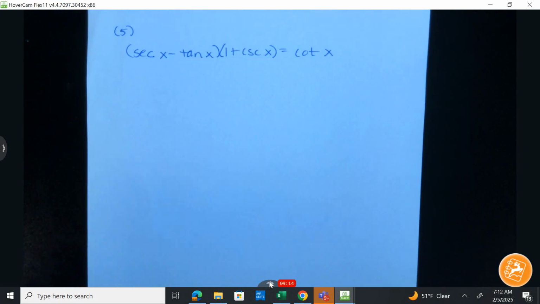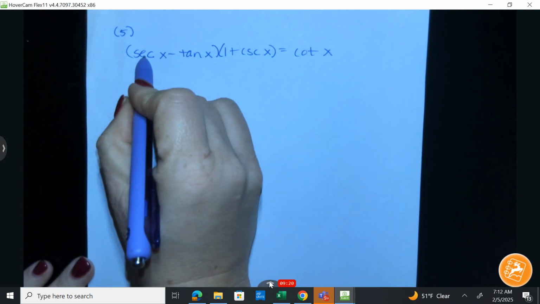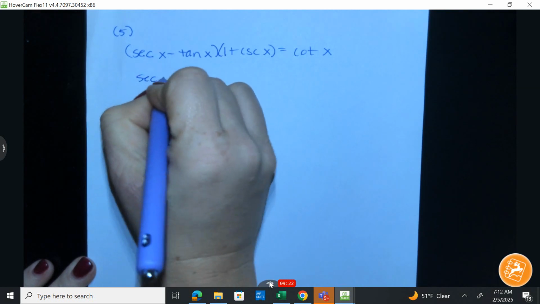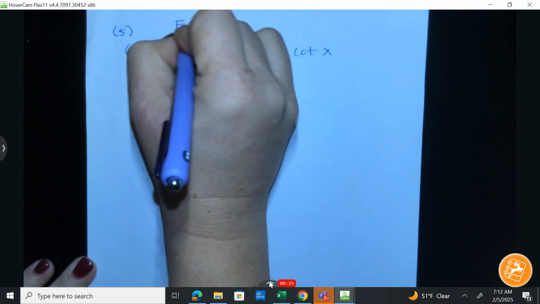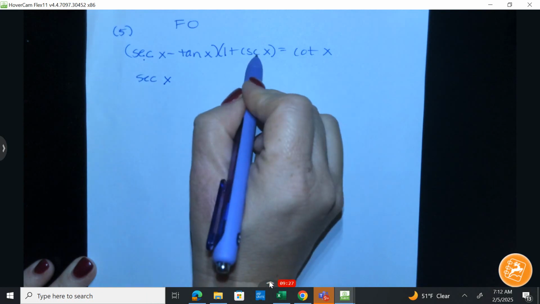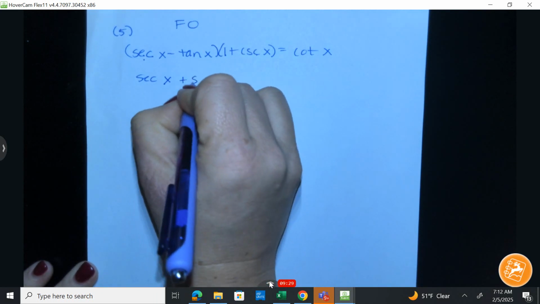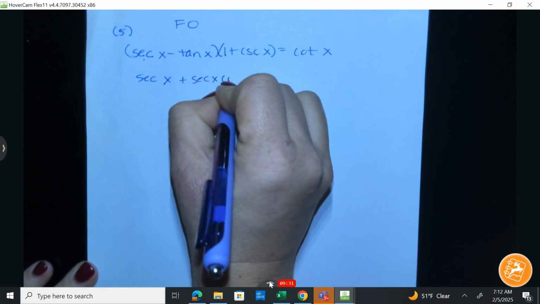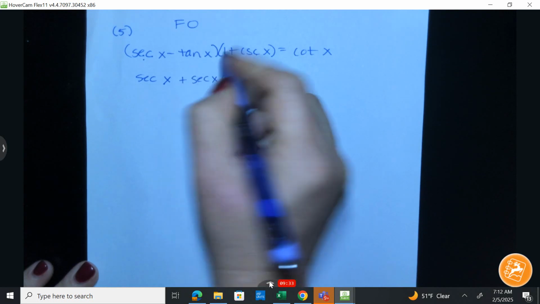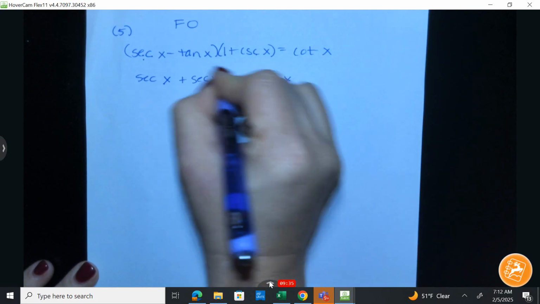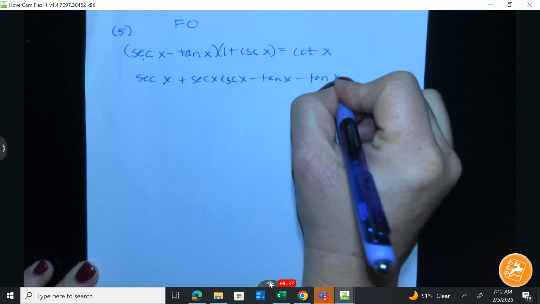All right, so writing down the equation and then coming back to the video when you're ready. I'm going to FOIL, multiplying the fronts to get secant of x. So front, doing the outsides, secant times cosecant. Secant of x times cosecant of x. Multiplying the insides and multiplying the last.